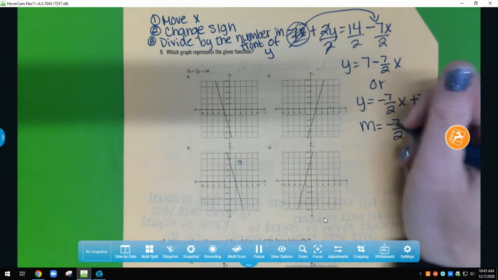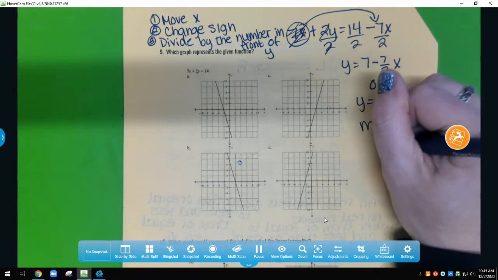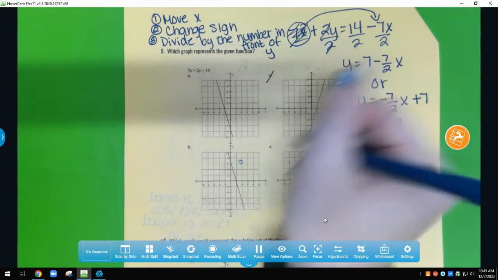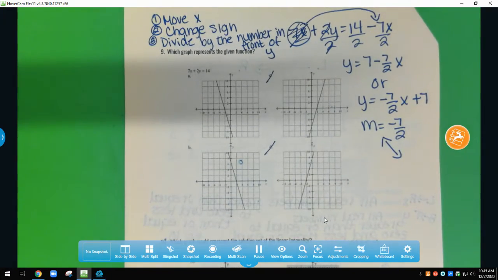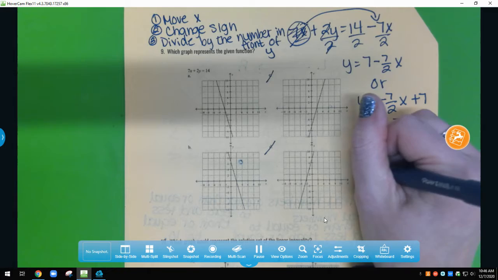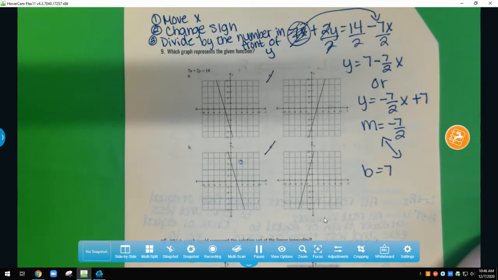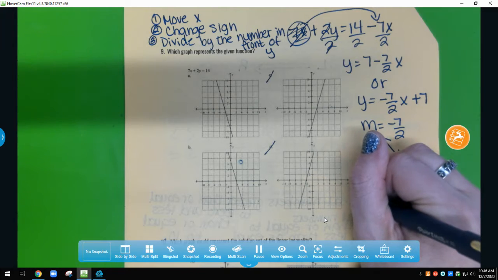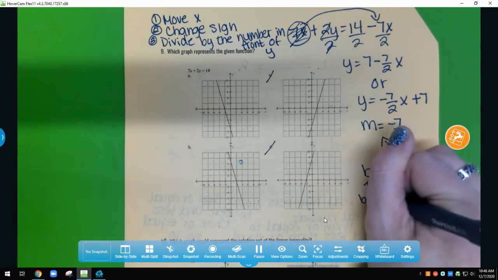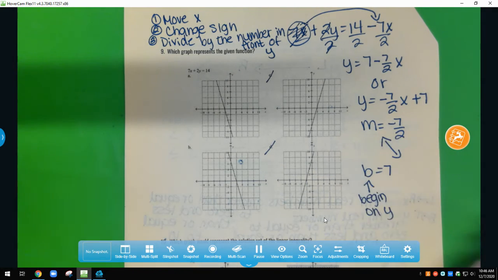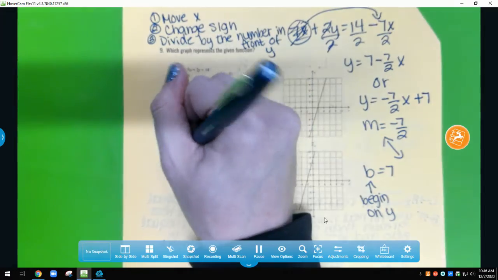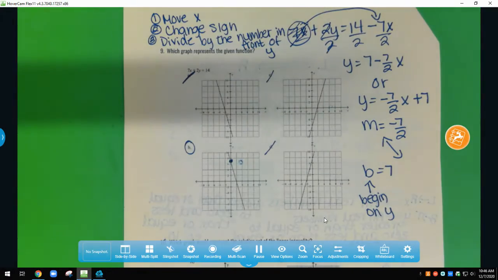Since it's negative, my line needs to go down. So we can already eliminate C and D because they're going up. My b is 7. So that's where we begin on the y-axis. That's my y-intercept. The only one left that crosses at 7 on y is answer choice B.